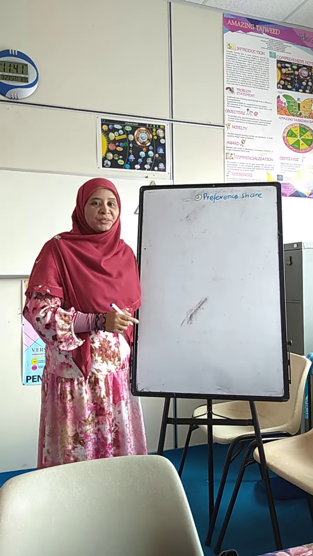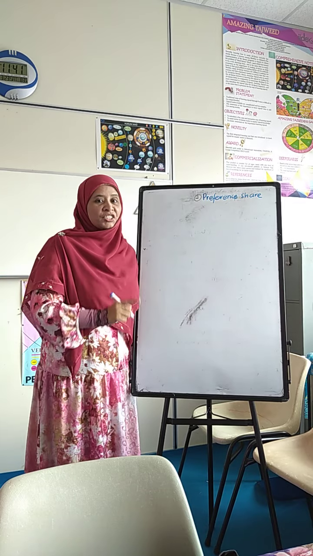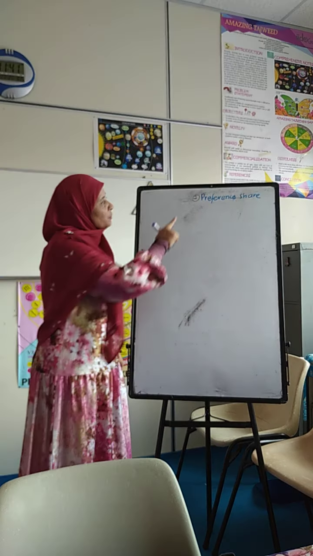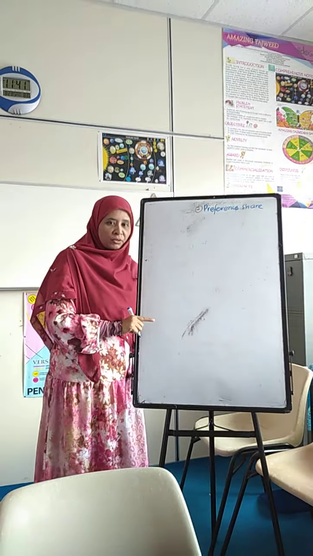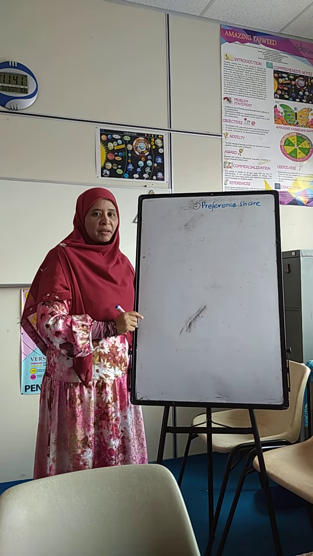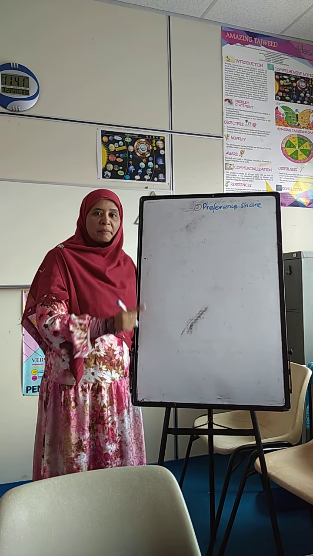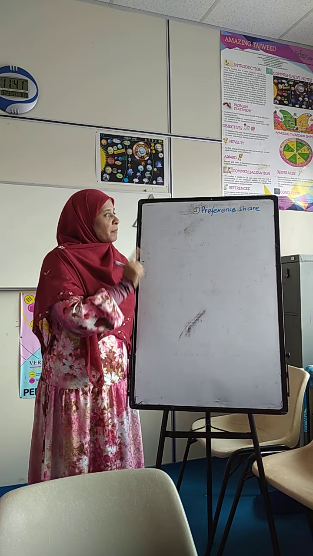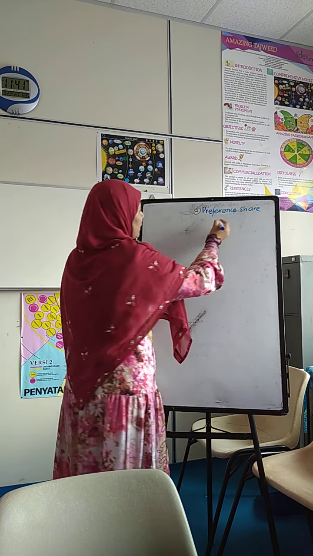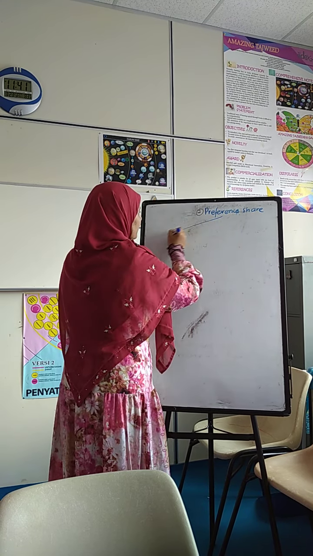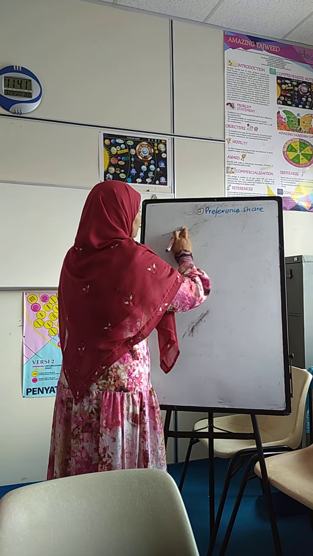Alright, now we continue to the types of share, another share that we have in the company. Next, we have preference share. The first one is ordinary share, right? The second is a preference share. So how are we going to differentiate? By looking at the character of the preference share.